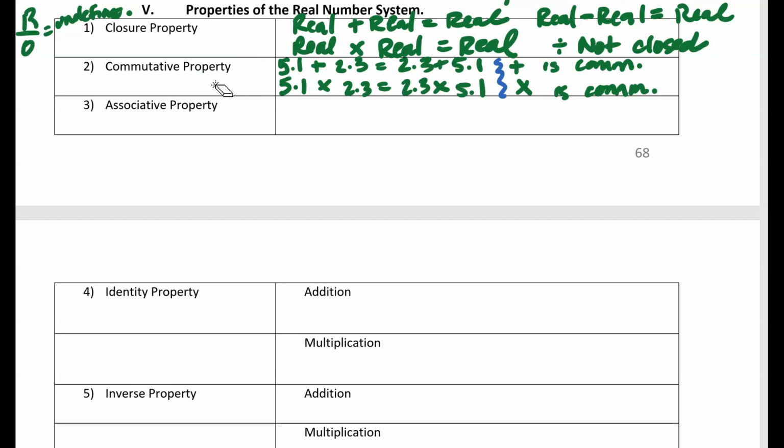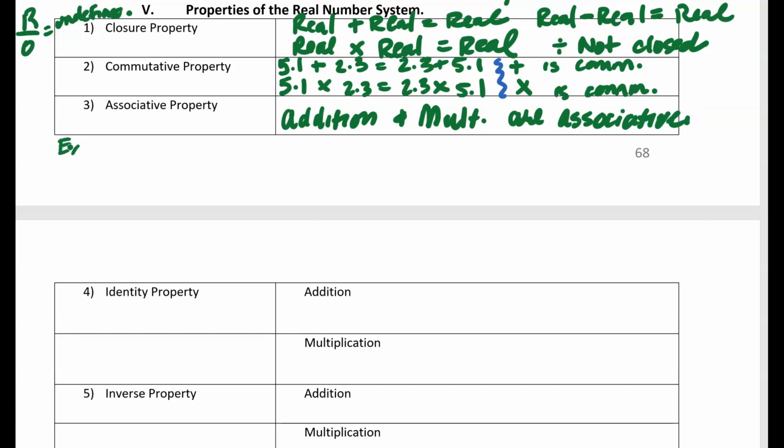And the same thing is true with the associative property. The associative property has to do with the placement of parentheses. Addition and multiplication are associative. Division and subtraction are not. So for example, (2 plus 3.1) plus 5/3 is the same thing as 2 plus (3.1 plus 5/3). I'm keeping the same order of my numbers, but I'm just switching the placement of the parentheses.